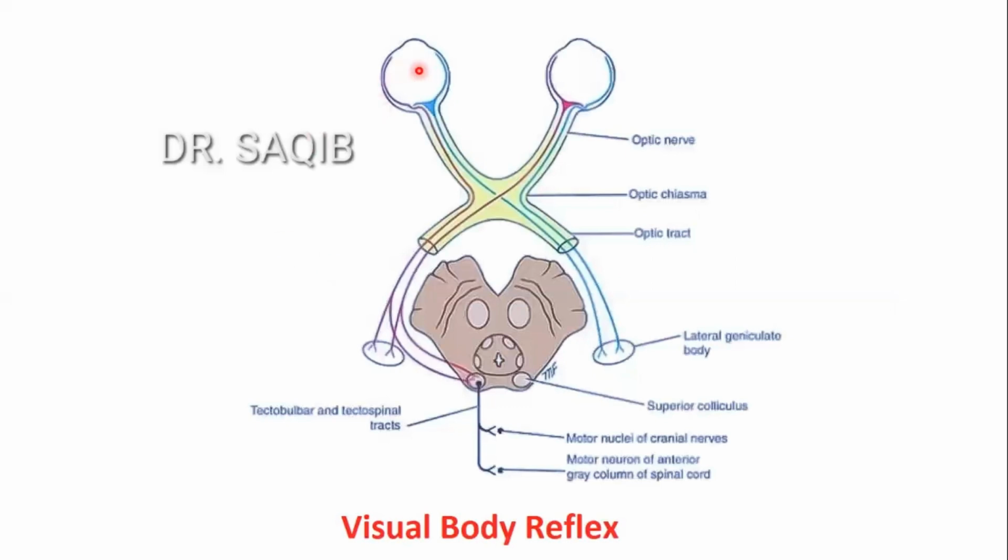Let's discuss from this picture, which is beautiful. You could see this is the optic nerve constituting the optic chiasma. This is the optic tract. Then this relates to the lateral geniculate body over here and over here. And from this lateral geniculate body, the tectobulbar and tectospinal tracts originate, which go to the motor nuclei of the cranial nerves or to the motor neurons of the anterior gray column of the spinal cord, which is the final common pathway.